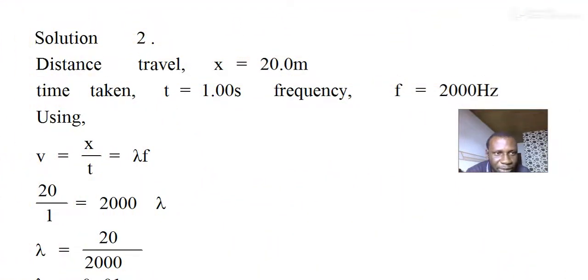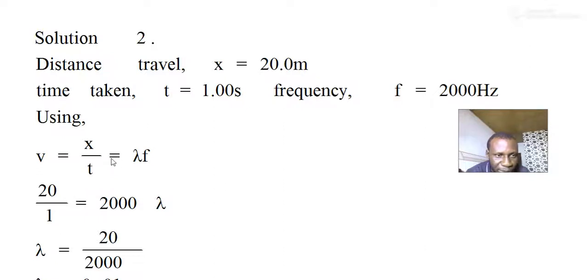Here we have the solution to question 2. You can see the distance x is 20 meters, and the time is 1 second. The frequency is what they gave us, not the period. They say we should look for wavelength, and they gave frequency. So the best wave equation that we need is v equals x over t, equals wavelength times frequency.